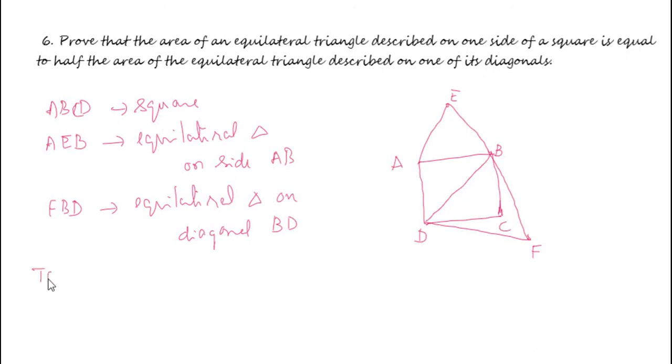Now you need to prove that. To prove, area of the equilateral triangle described on one side of the square is equal to half of the area of the equilateral triangle described on one of its diagonals. Now area of the equilateral triangle described on one of the sides of the square, that is area AEB, is half of area FBD. We need to prove this one.